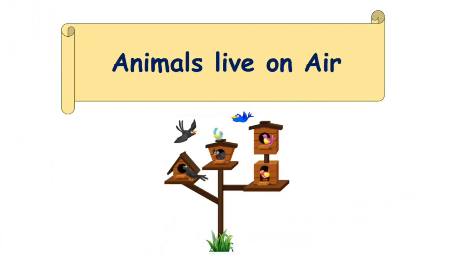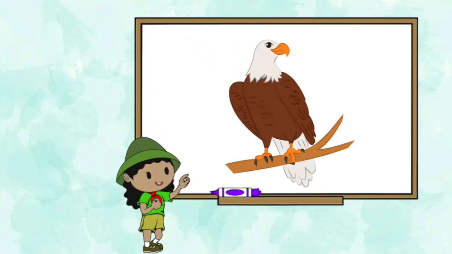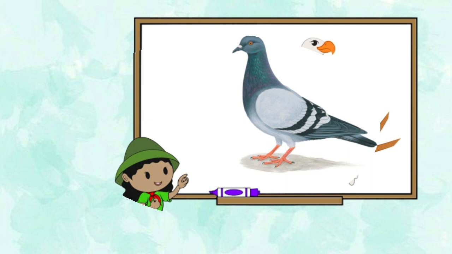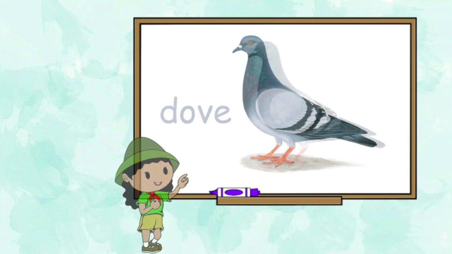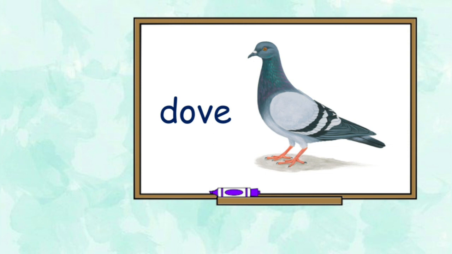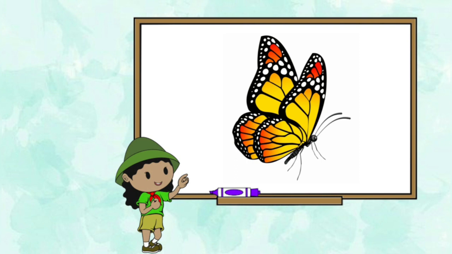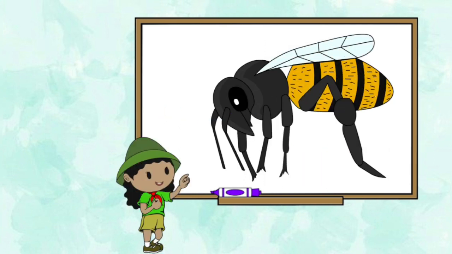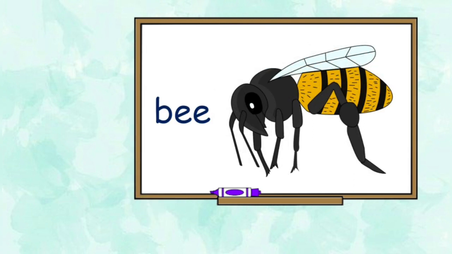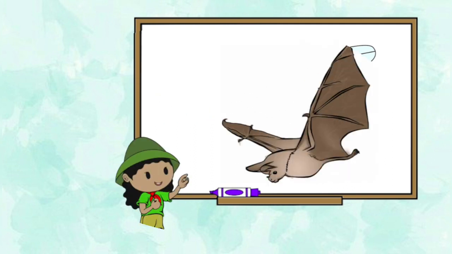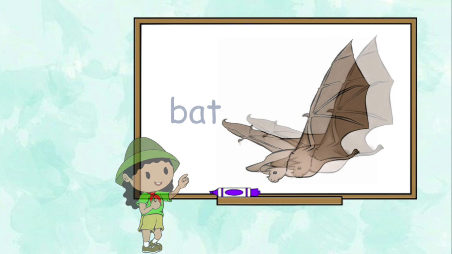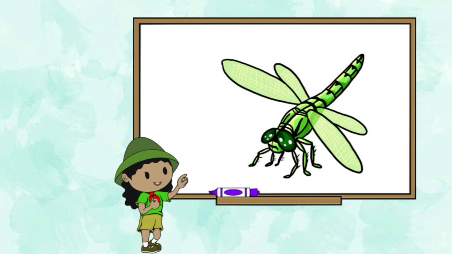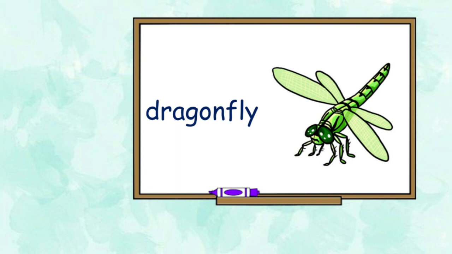Lastly, let's name the animals that live in the air. First is eagle, dove, butterfly, bee, bat, and dragonfly.